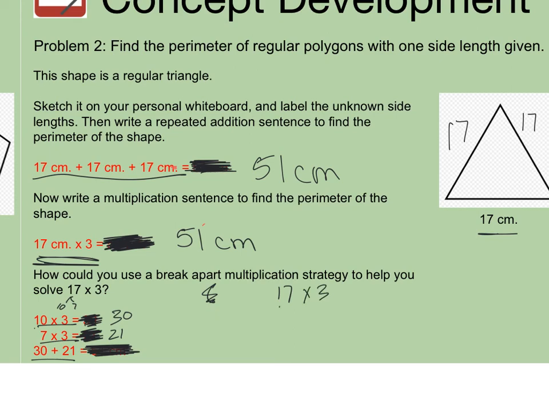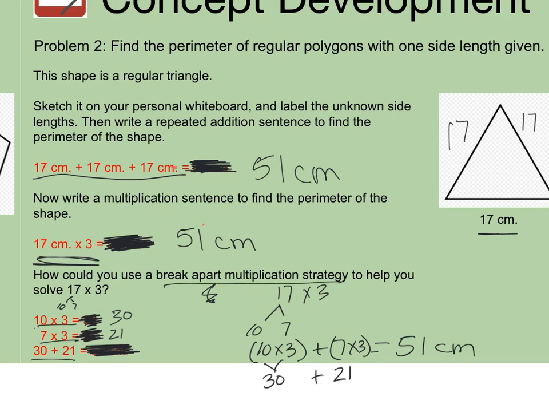17 times 3, I'm going to break apart 10 and 7. It'll give me 10 times 3 plus 7 times 3. So hopefully this is coming back to you a little bit. So 10 times 3 equals 30, plus 7 times 3 equals 21, and then 30 plus 21 is equal to 51 centimeters. And if that is something that we need to practice more with, the break apart multiplication strategy, just leave me a comment because we probably should have an extra lesson on that.